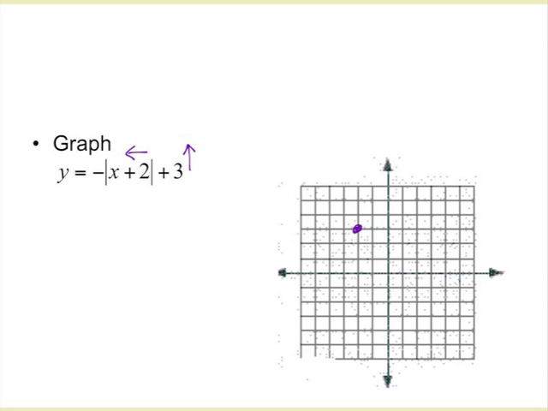An inside shift is side to side in the backwards direction of what it says. An outside shift is up or down in the direction it says. So that is my vertex. Now I'm going to take the slope value and count out to make the right-hand side of this. So it has a -1 or -1/1 slope. So from this point, I'm going to go to the right, down 1/1, down 1/1, down 1/1.